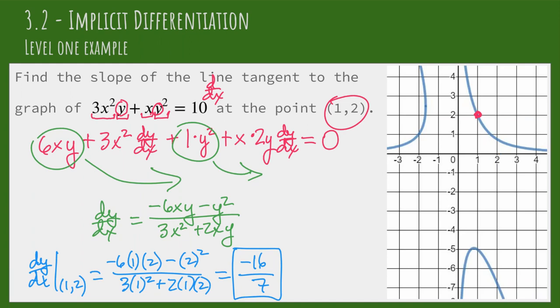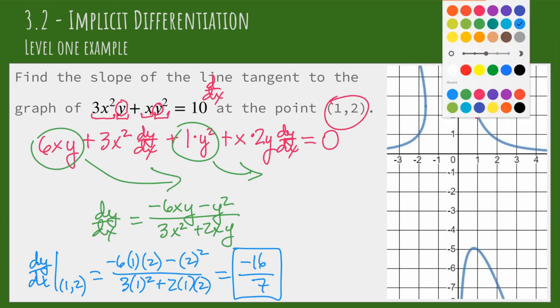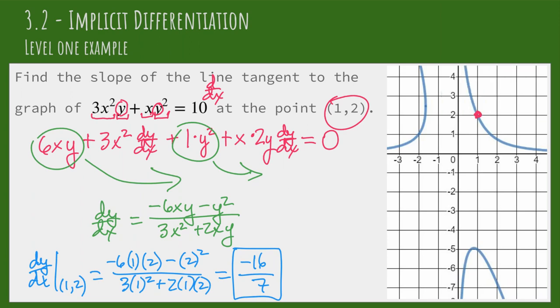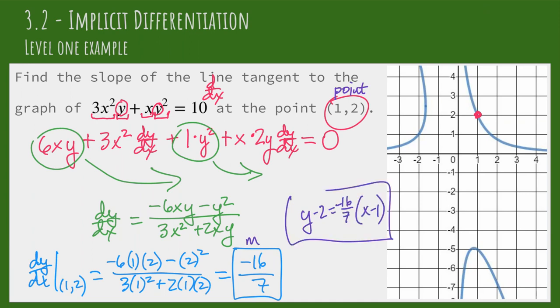This problem didn't ask for it, but I do want to mention that a common problem is also to write the equation of the tangent line. So it's just one more step. What we have here is the slope and the point of the tangent line. So we can use point slope formula, and we would have y minus 2 equals negative 16 over 7 times x minus 1. And that would be the equation of this tangent line right here. Again, this problem didn't ask for it, but that is something you should be able to do.